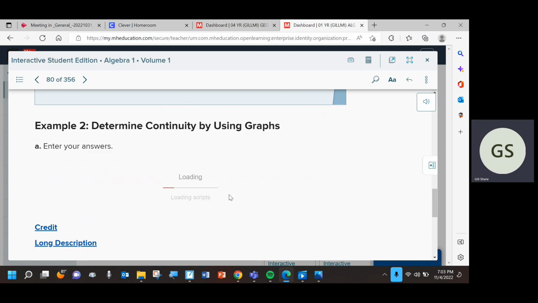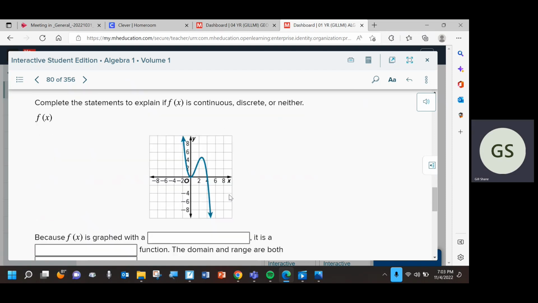So let's see, determine continuity. Again, is that continuous, discrete, or neither? I'll let you try to figure it out. You can pause. Now, since there is no break in that data, no gap at all, you hopefully identified that as a continuous graph.